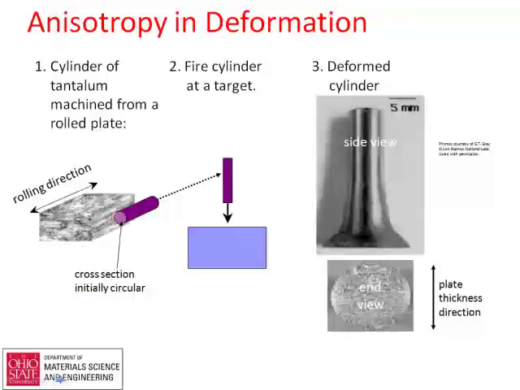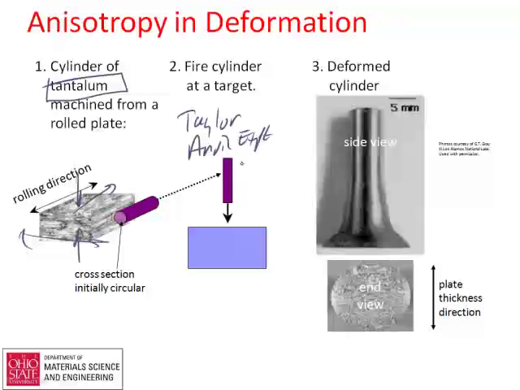So here's an example of how anisotropy can affect the material properties. This is a National Lab example of a tantalum plate. They roll it in this direction. This is the rolling direction. This would be the transverse direction. This is the width direction. They cut something out and they do something that's called a Taylor anvil experiment.